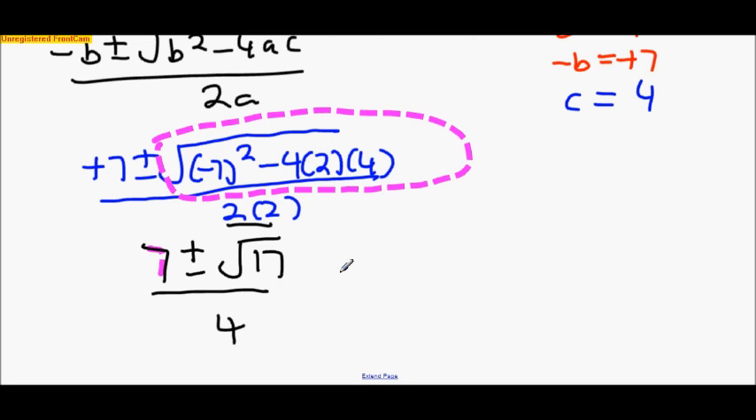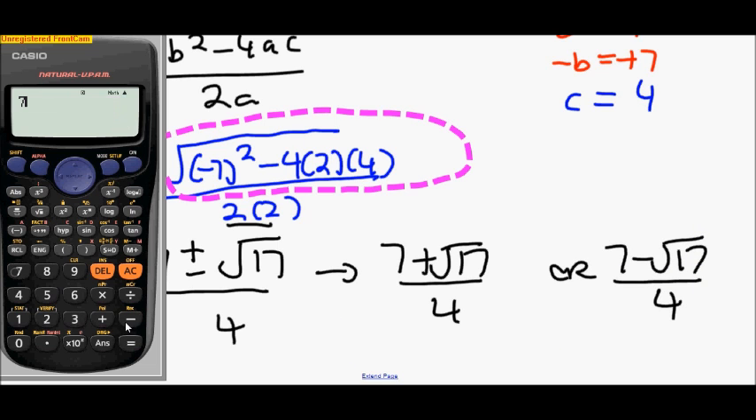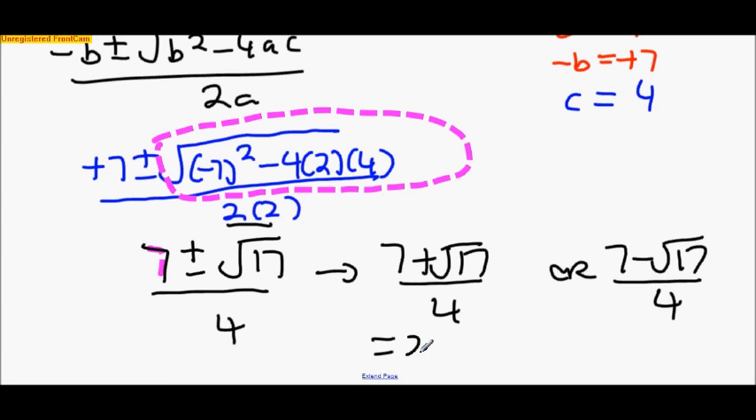Now, this breaks up into two different questions. See the plus or minus? This means 7 plus root 17 over 4 is one answer. Or 7 minus root 17 all over 4 is the second answer. Now, we're just going to let our calculator do all the work for us, okay? So we're going to get 7 over 4. Just make sure it looks exactly as it's done on the board there. The answer is going to be 2.78. And how many decimal places does it want it to? To 2 decimal places, so 2.78.